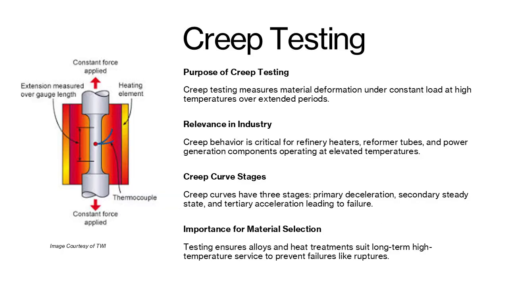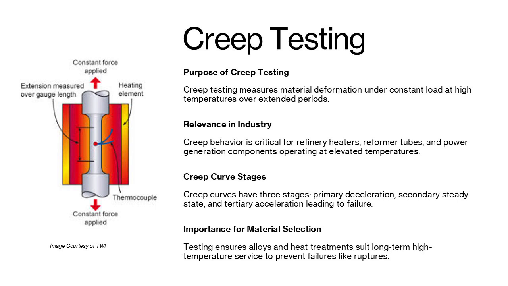Creep testing examines the deformation of materials subjected to constant load at elevated temperatures over long durations. This behavior is particularly relevant in refinery heaters, reformer tubes, power generation components, and any equipment operating in the creep range of materials. Creep is a time-dependent phenomenon and can lead to gradual deformation, loss of dimensional stability, and eventual rupture. Inspectors must understand creep test results when evaluating components exposed to sustained high temperatures, ensuring that materials possess the necessary creep strength to maintain integrity throughout the equipment's service life.